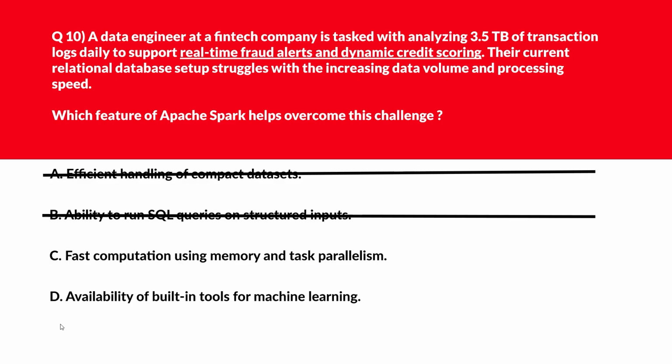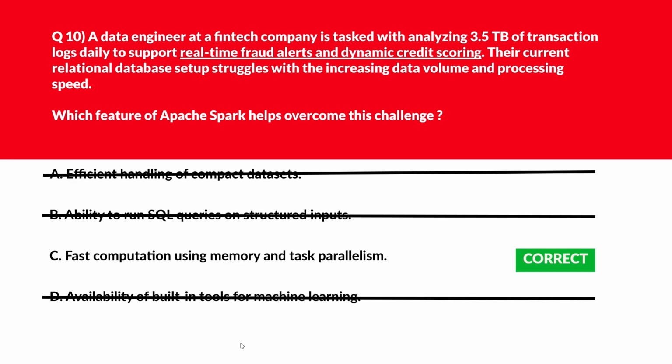Let's keep it. Option D says ability of built-in tools for machine learning. Machine learning libraries help modeling but do not address core processing speed. We'll delete this. Let's lock option C as the right answer.